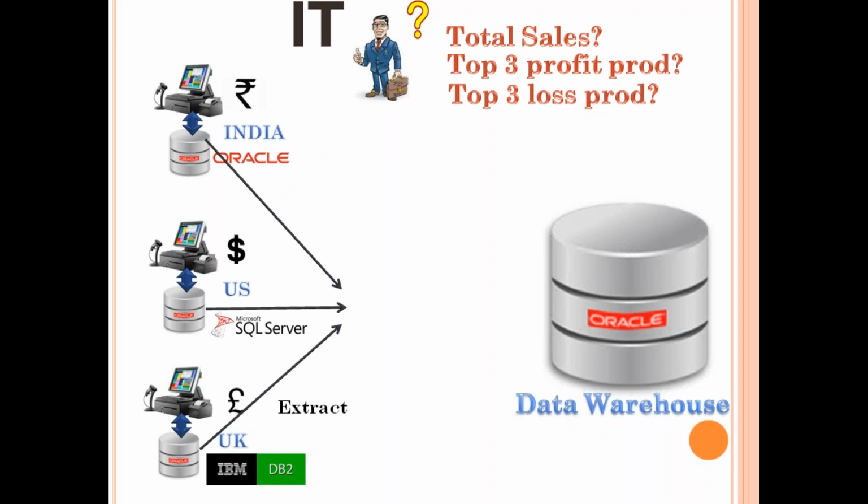Now, the data extracted from all these OLTP systems is modified based on the inputs given by you. The process of modifying the data is called transform. A simple example of transform: if you want to see everything in dollars, we convert the rupees into dollars and the pounds into dollars, something like that. After transforming the data, we put this data into the new database called the data warehouse.